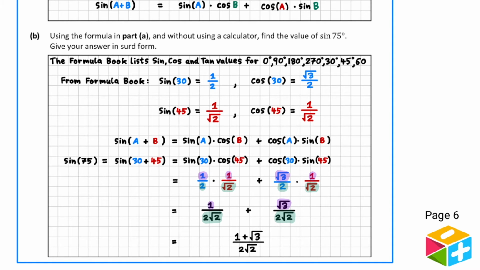You'll notice that both our fractions have the same denominator. To add fractions with the same denominator, all you have to do is add the numerators. So the final answer here comes out as 1 plus root 3 all over 2 root 2.